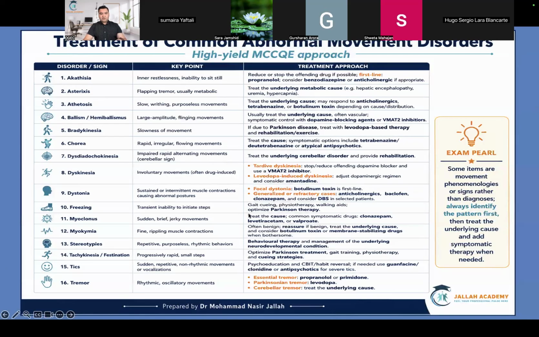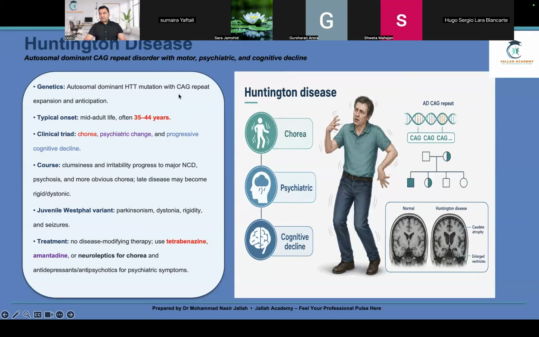So these are the short notes, and I'm pretty sure that you guys will be given the chance to go through them. Huntington disease, usually it happens at a younger age, between 35 and 44. Genetic, it is autosomal dominant, HTT mutation with a CAG repeat. So remember that it's autosomal dominant. This might be asked. Typical onset is mid-life, so relatively younger than any other conditions, which is 35 to 44. Clinical triad is chorea, psychiatric changes, and progressive cognitive decline.